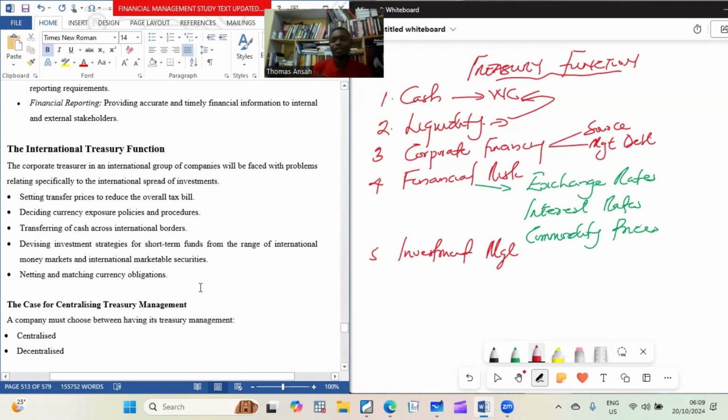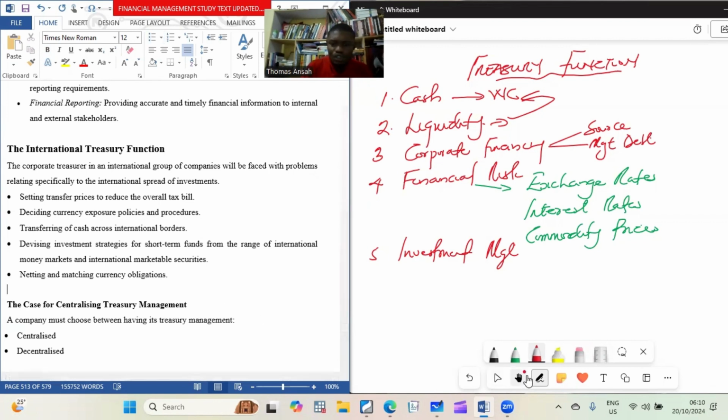And so you may have a multinational, where international treasury functions also happen. They set transfer prices to reduce overall tax issues. They decide currency exposures, the level of risk of currency exposure an entity is supposed to be allowed to fall under. So how much risk are you willing to bear in terms of exchange loss? So that is that. They help distribute cash across. So let's say I have an entity which is based in America and maybe exchange rate is eating up funds. They can distribute funds in terms of investment or putting money into capital. All right. So that is that. We have devising investment strategies, short term, and sometimes even long term, and netting currency obligations. We will look at netting currency obligations as part of the internal methods of managing transaction risk. All right.